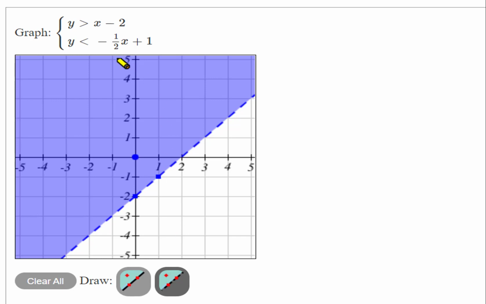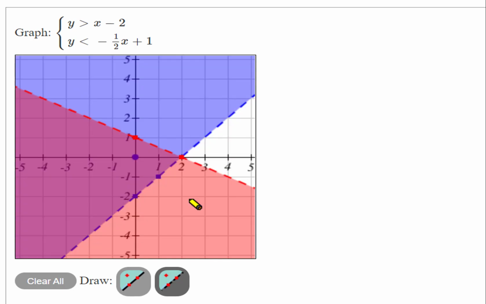So then the other line, y is less than -1/2 x plus 1, is also a dashed line, has a y-intercept of +1 and a slope of -1/2, so go down 1 and over 2. And then you have to decide which side of the line you want to shade. So we'll try the origin again. If you plugged in the origin here, that would be 0 is less than 1, which would be a true statement. So there you go. Now when you click, it will stay and you've graphed it.